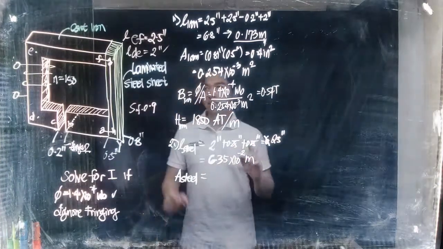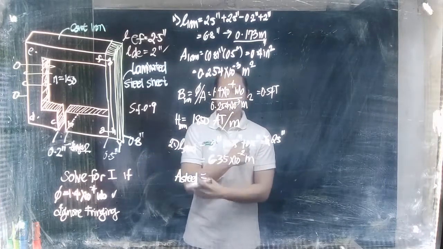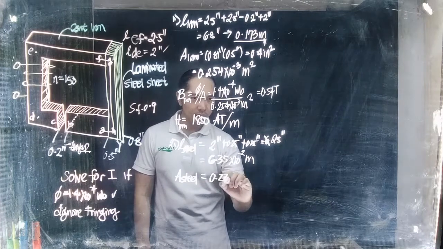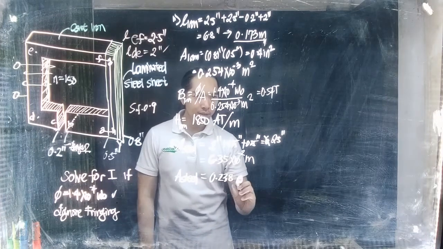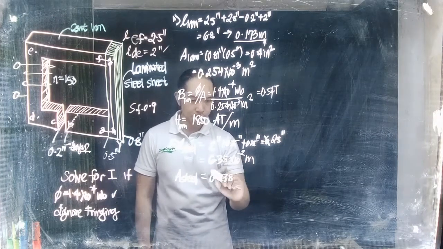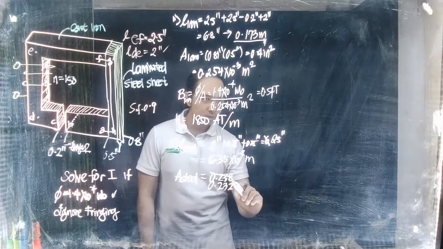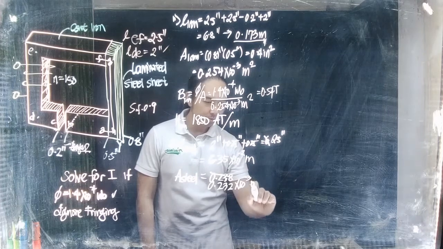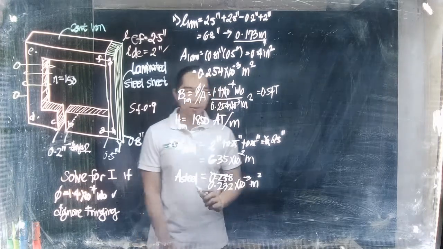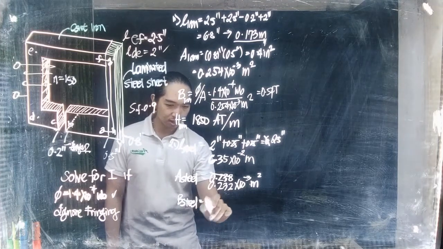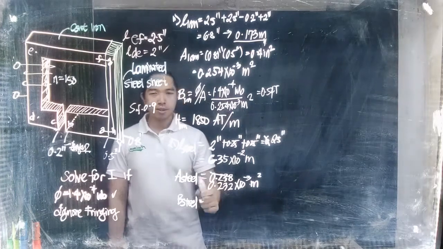doing the same process, but considering yung ano niya. So that would give us 0.238, or 232 rather, times 10 raised to negative 3 meters squared. And then if we're going to solve for the flux density of the steel, so that would be, same lang yan.